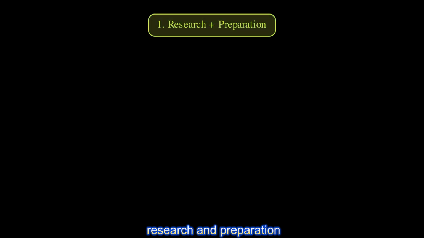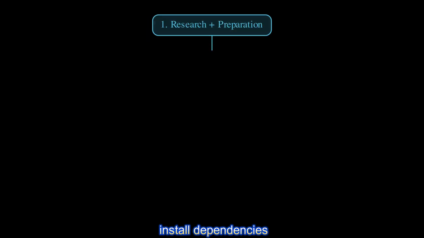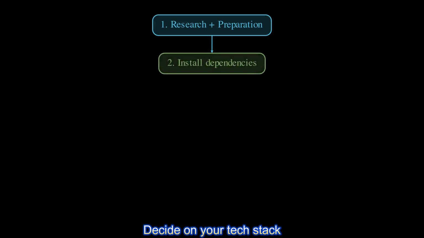Here's a step-by-step workflow you can follow to build any MCP server. Step 1. Research and preparation. Start by identifying the use cases for your MCP, validate its feasibility, and gather all the necessary resources, such as the API key or credentials, before diving into any development work. Step 2. Install dependencies. Decide on your tech stack. Are you building your MCP in Python or JavaScript? Then install the necessary dependencies. This might include a database client, PDF image processing libraries, or other tools specific to your use case.